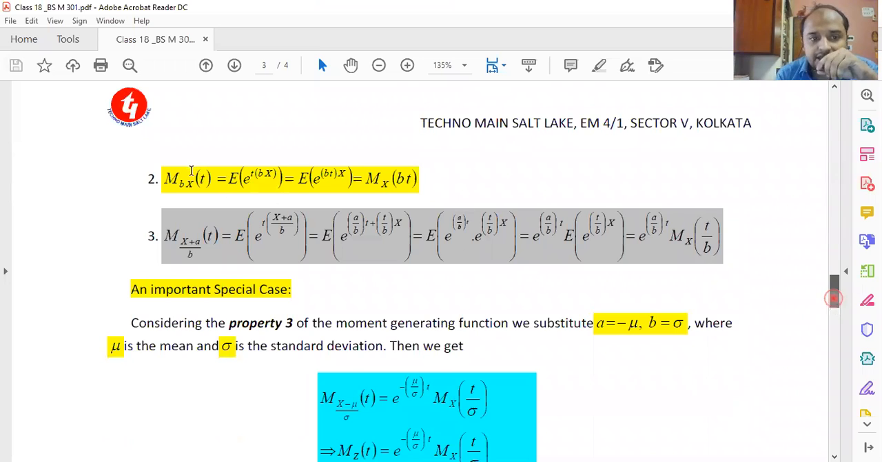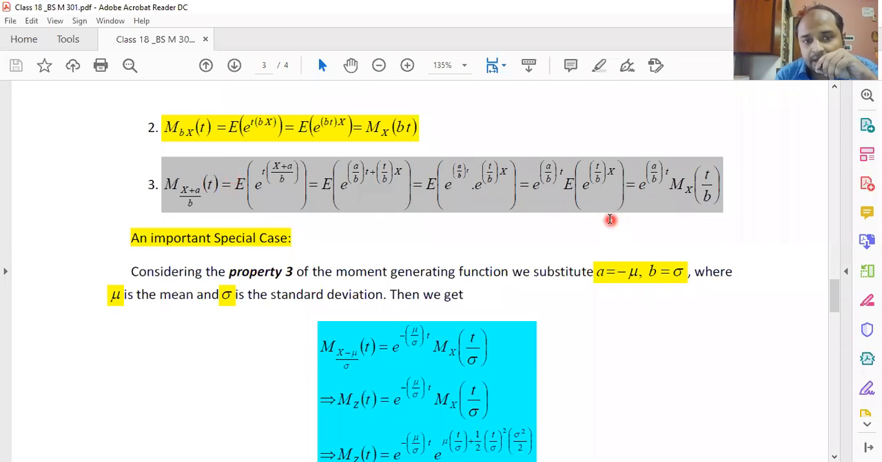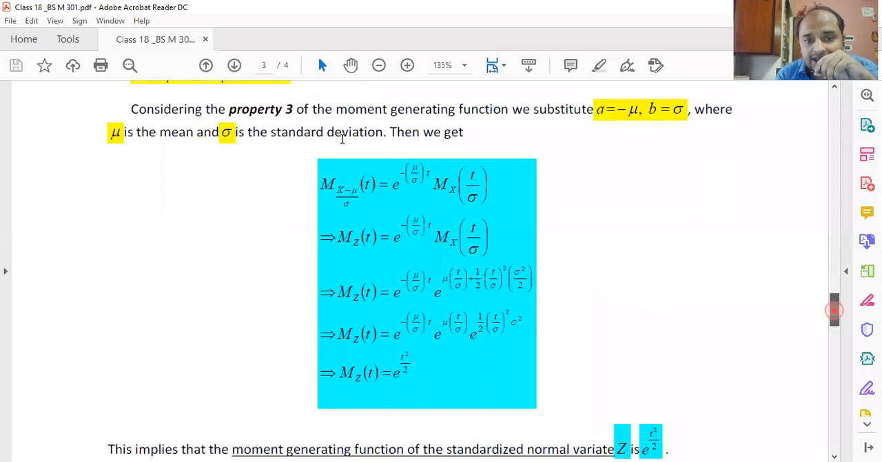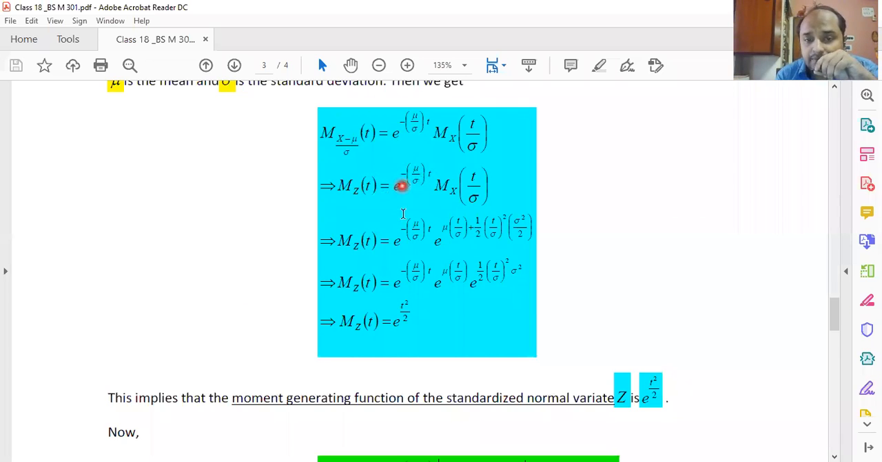Now, if we consider property 3 of the moment generating function, you again see that if in place of a, I put minus mu, and in place of b, I put sigma, then we are going to get M of (X minus mu) by sigma. In place of a by b, I get minus mu by sigma into T, and in place of T by b, I get T by sigma. Now you know that (X minus mu) by sigma is nothing but Z. So I'm writing here M_Z(T). E to the power minus mu by sigma into T remains the same, and here I'm writing M_X(T by sigma).